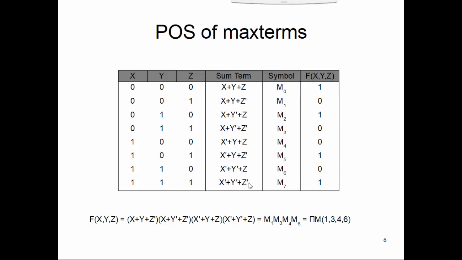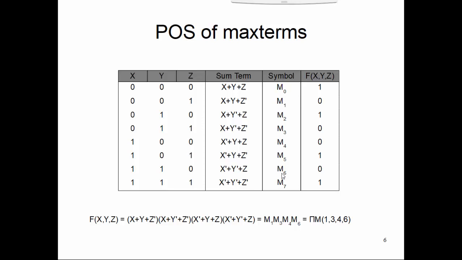Take another example, maybe 101. So x is 1 in this row, so it becomes x bar, y is 0 in this row, it is y, and z is 1 in this row, this is z bar. So my sum term becomes x bar or y or z bar. So this is how we define the sum terms per row. Then we put a symbol. Now in this case it becomes a capital M. The suffix value or indices of that symbol is similar to that for the minterm. So this becomes M0, M1, M2, all capital.